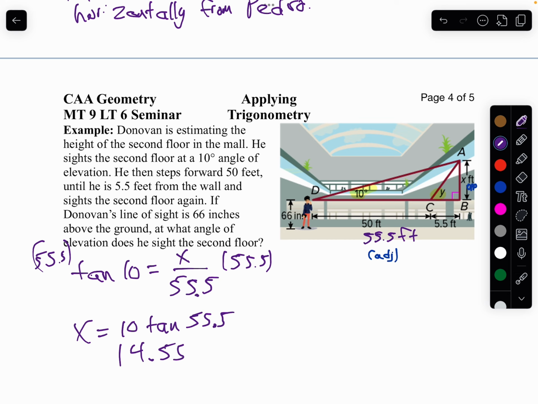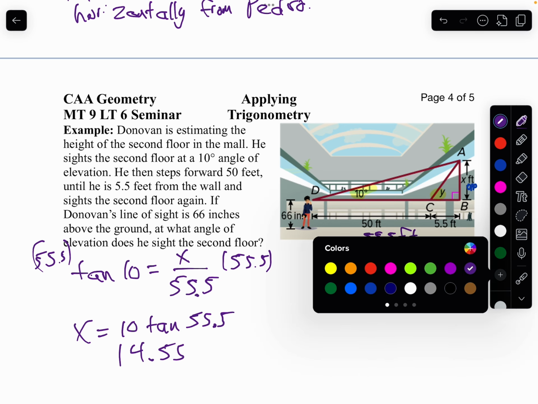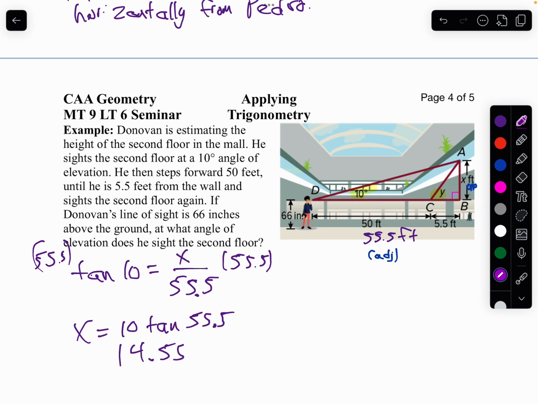Now I'm going to use that to find my answer. Forgot to put the plus sign. Okay. Now I'm going to look at my small triangle. In my small triangle, I know x is 14.55. I know my adjacent is 5.5, so I'm going to use tangent again.